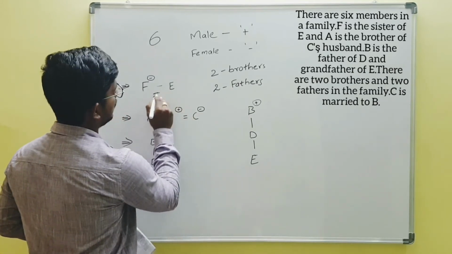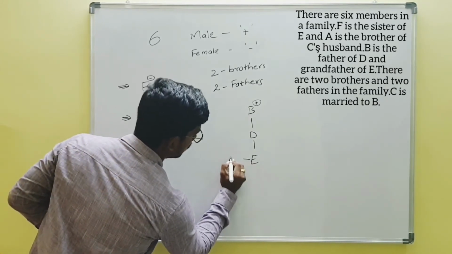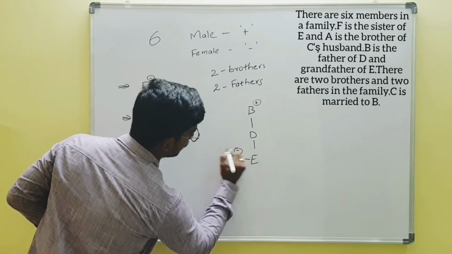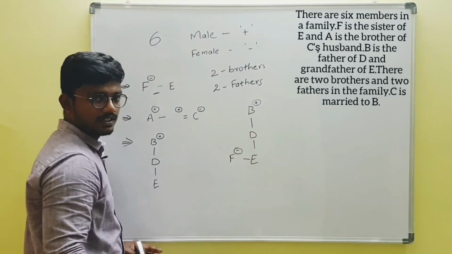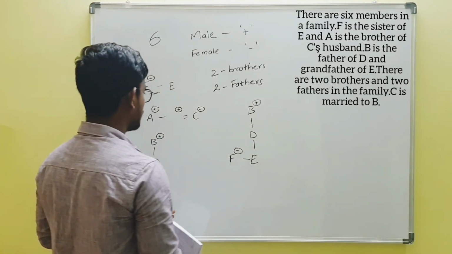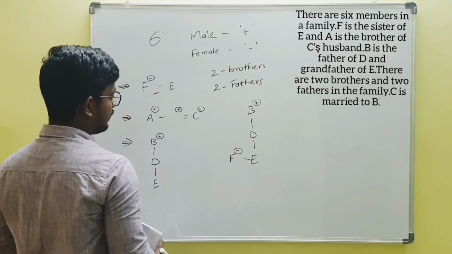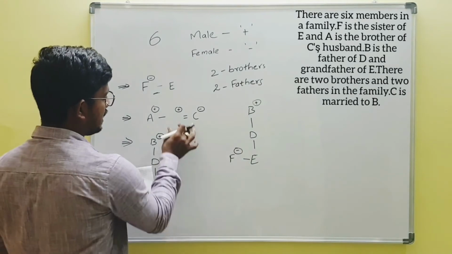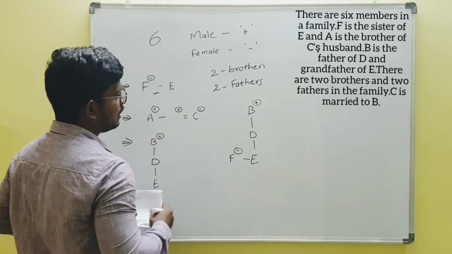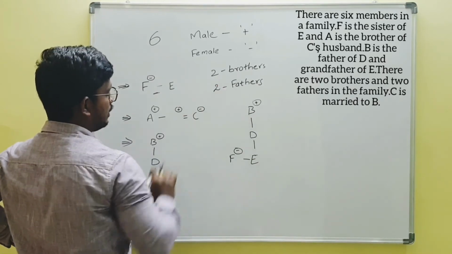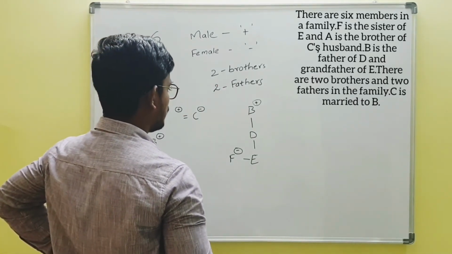Here E and F has a relation. F is sister of E. So F is female here. So I have obtained 4 members in the family. Okay. And after that, have to place A and C. It is given that there are 2 brothers and 2 fathers here.